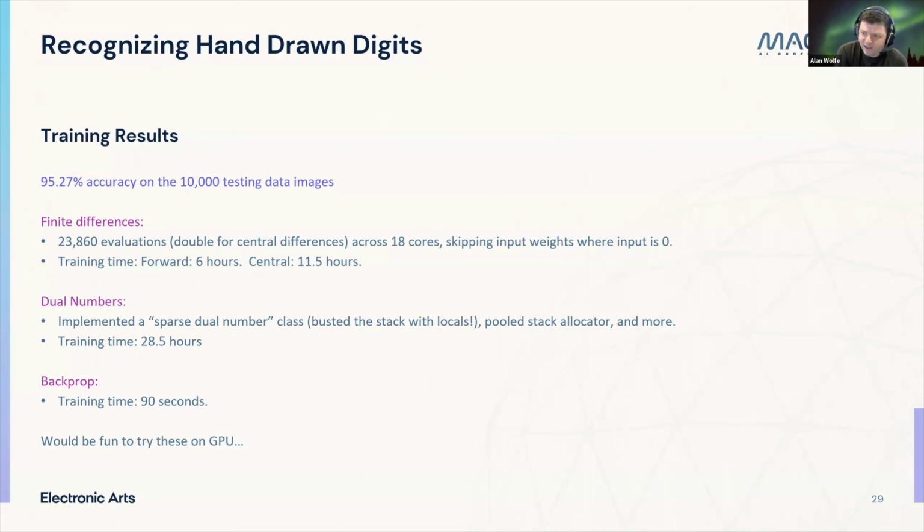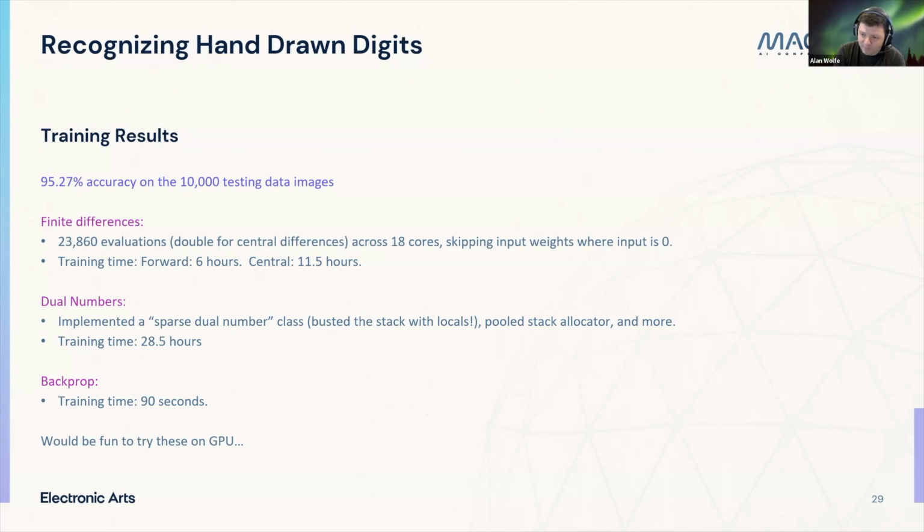Using dual numbers instead to get gradients, as soon as I tried it with the naive implementation of dual numbers, I busted the stack because every variable, temporary, local, constant, all that stuff, had 24,000 floats inside of it. And so I just ran out of stack space immediately. So I made a sparse dual number class and a sparse pooled stack allocator and just hit it as hard as I could with the profiler, and still could only get it down to 28.5 hours, which is over a day, which is kind of insane.